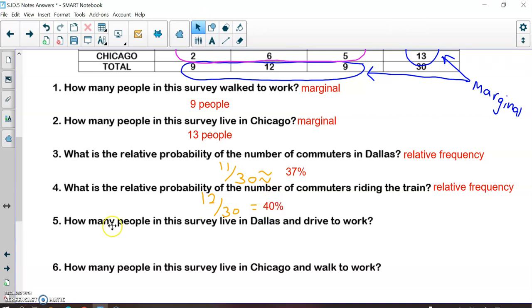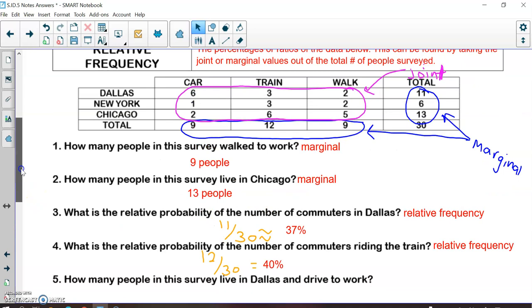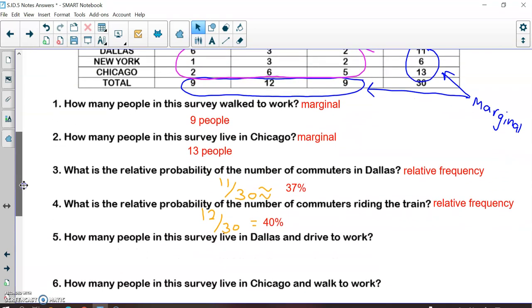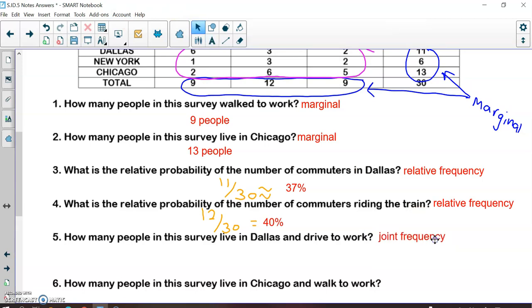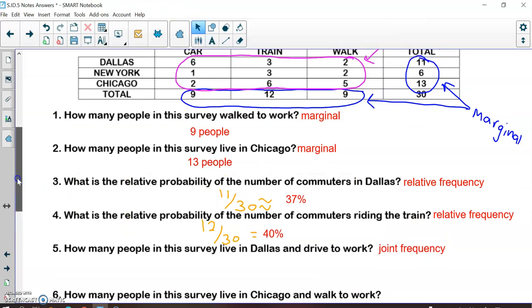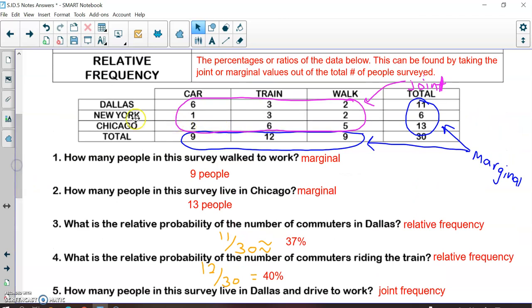All right, so how many people in this survey live in Dallas and drive to work? If I'm just reporting the number of people that satisfy 2 conditions, living in Dallas and driving to work, this is a joint frequency. So here I look in my two-way frequency table, lives in Dallas and drives to work means they're taking a car to work. That's 6 people.